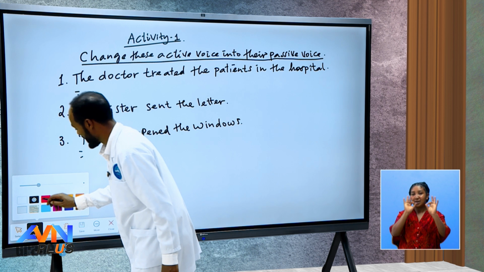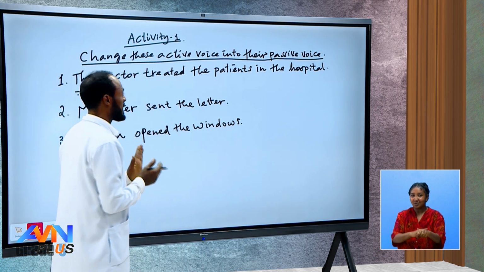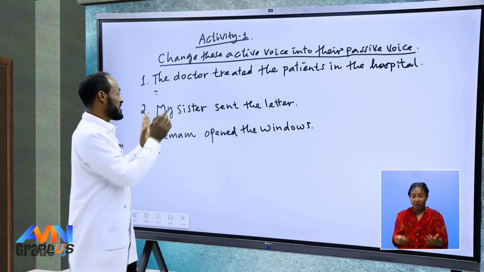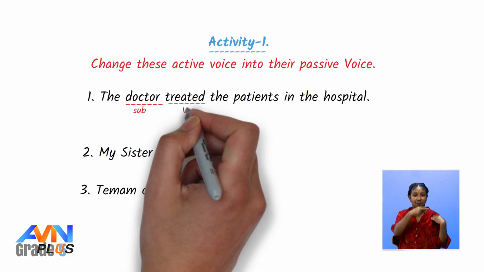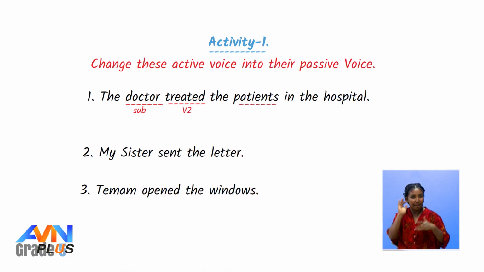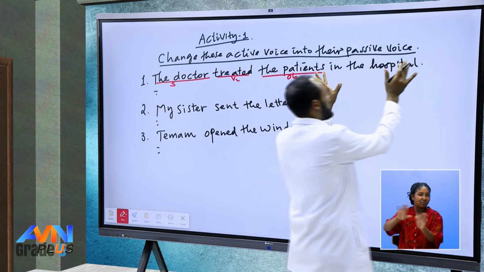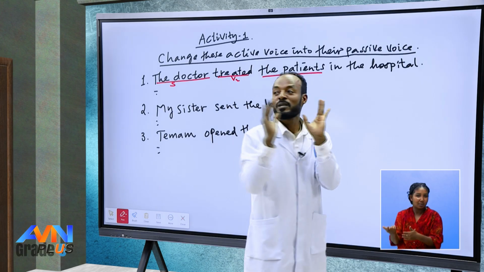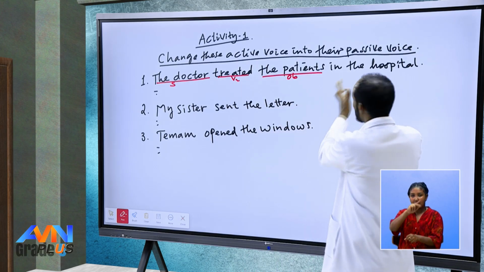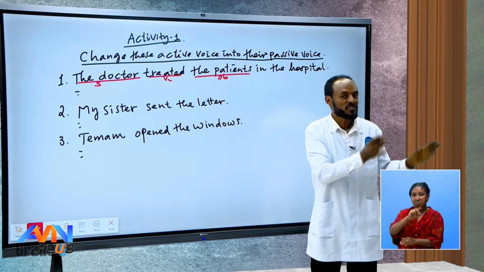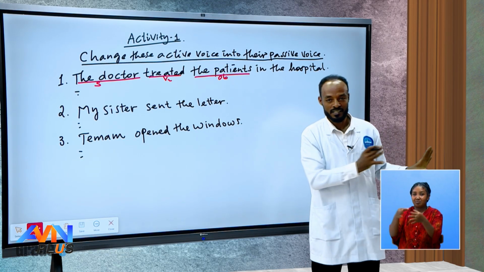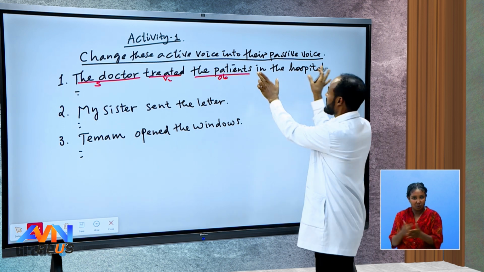Nice students. Now it is time to check whether you are right or wrong. In the first sentence, the doctor is what? Subject. What about this one? Verb 2. What about the patients? This one is the object. So don't worry about this one. This one can be said to be complementary. Okay? In the hospital is what we call complementary. We use that to complete the sentence, to make it clear. Okay? So leave this one here.